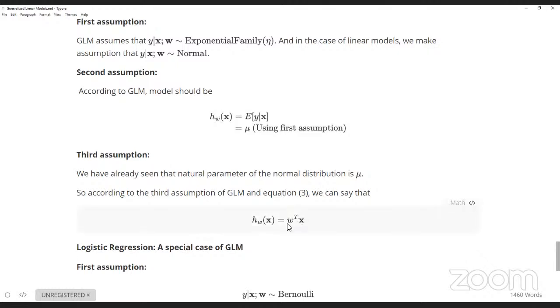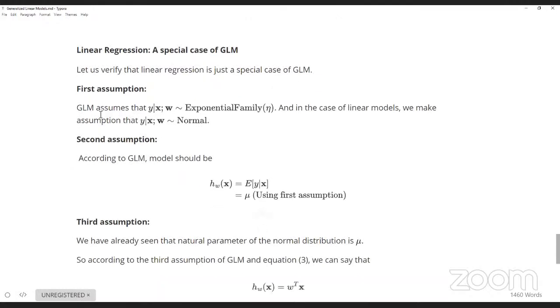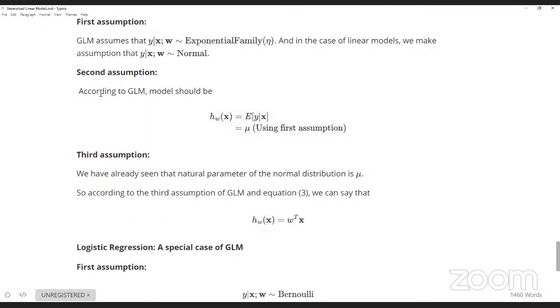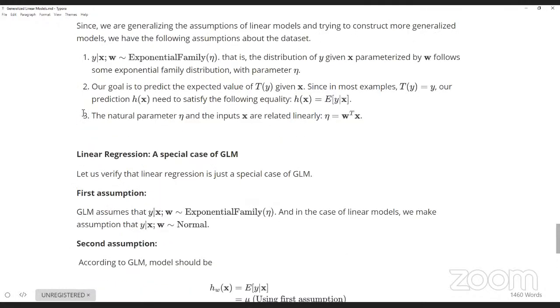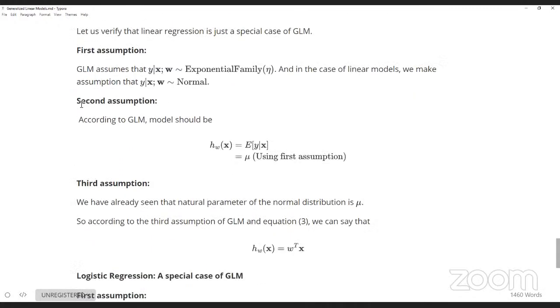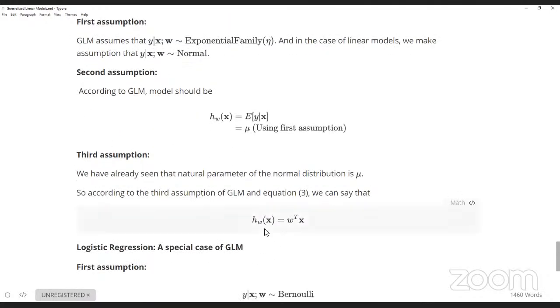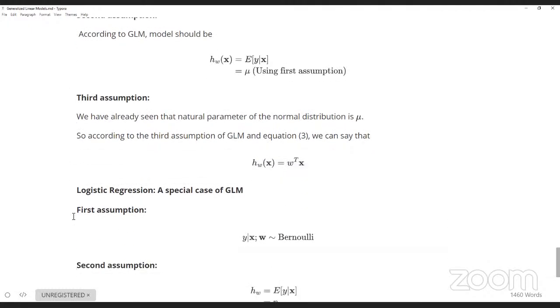So from here we can conclude that linear regression is actually a special case of GLM, right? Now see, using these three assumptions, we have found out the model. The model in linear regression is actually W transpose x. Okay. Now let's see whether logistic regression follows the GLM or not.